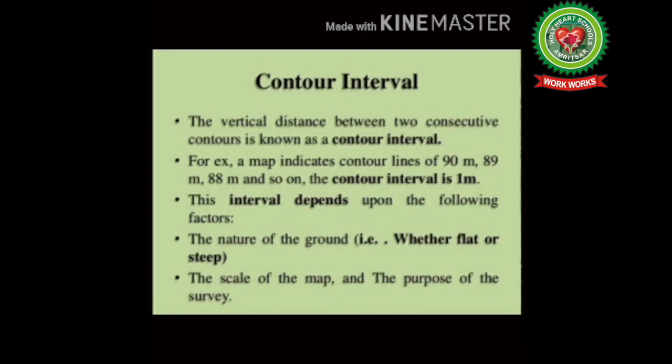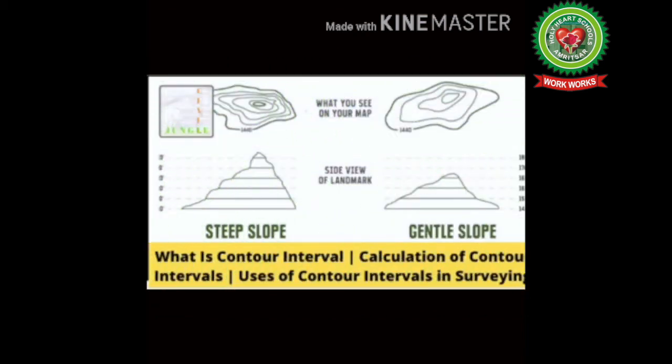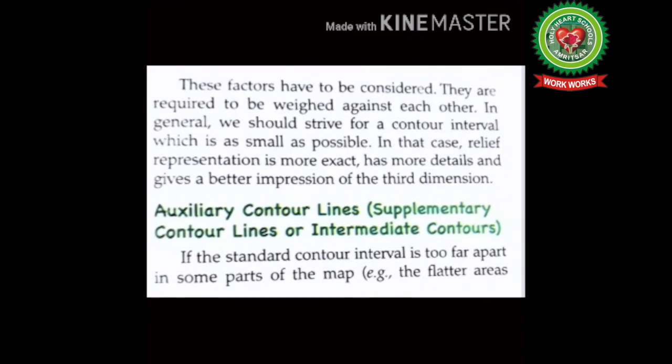This interval depends upon the following factors: the nature of ground, whether flat or steep, the scale of the map, and the purpose of the survey. The distance between any two contours, that is the horizontal equivalent, on a map is very important. It shows the gradient or the slope of the land. The contours are drawn close to each other when the slope is steep, and they are spaced widely when the slope is gentle. Come back to the reading again.